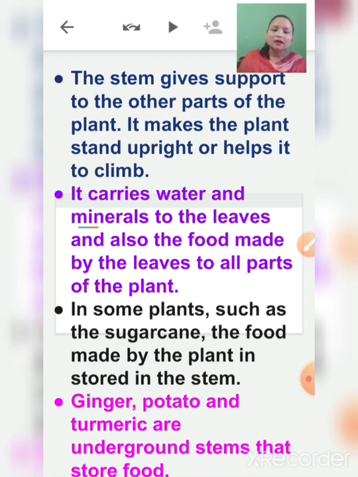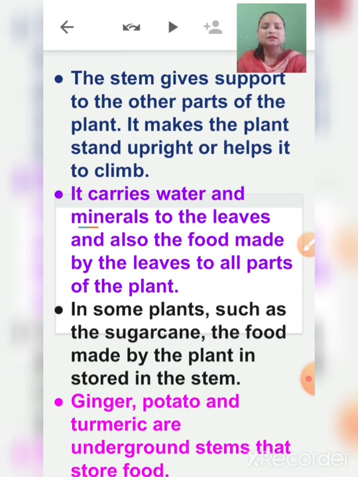It is carrying water and minerals to the leaves, and the leaves make food. That you will study in the next video, how leaves make food and what process that is. We will learn that in our next video. So the stem carries water and minerals to the leaves, and leaves make food, and from there the plant again takes that food and carries it to all parts of the plant. It is a carrier, it is a messenger.